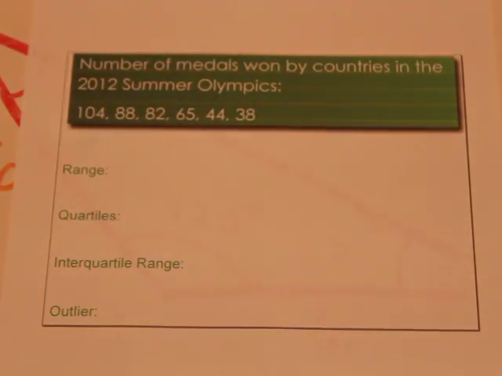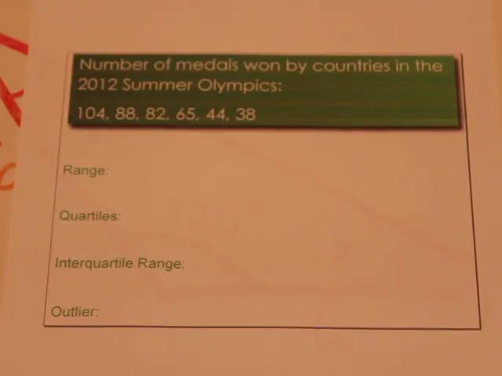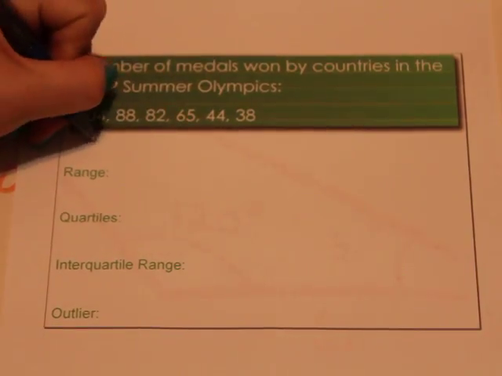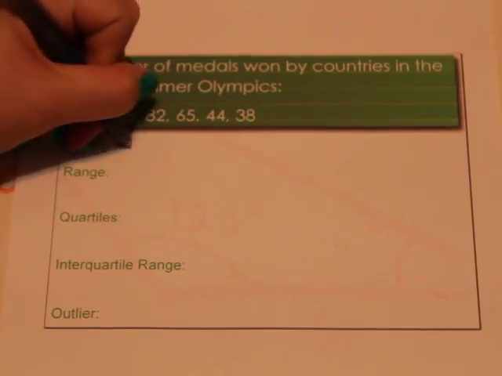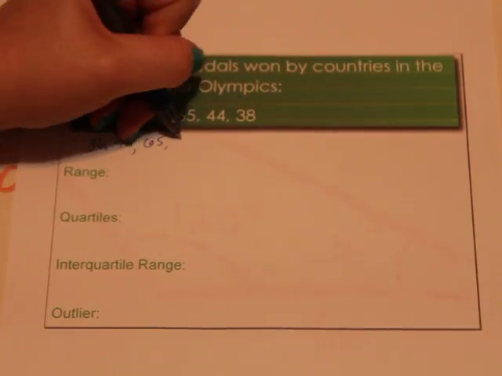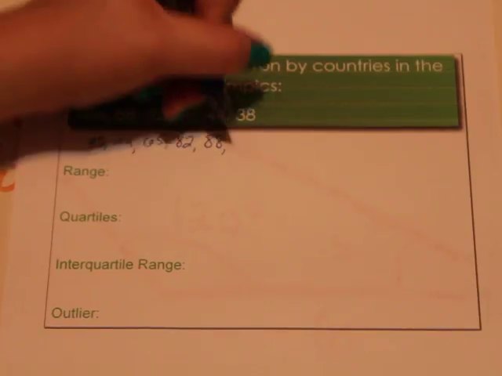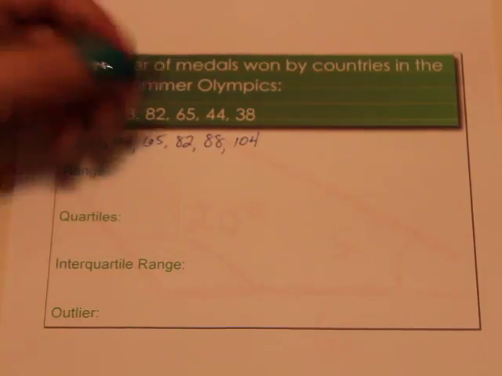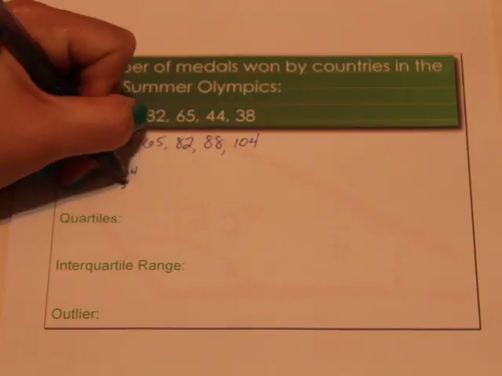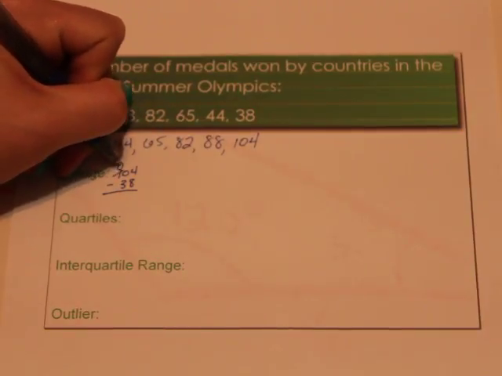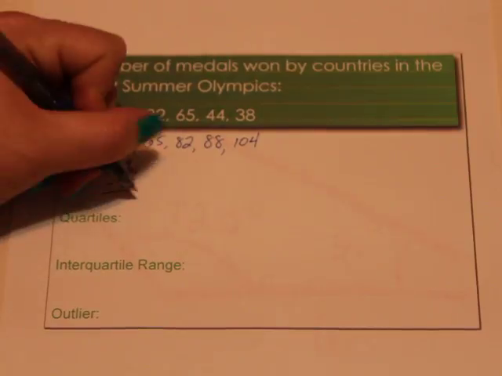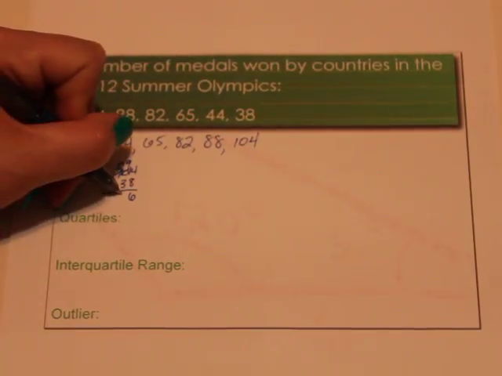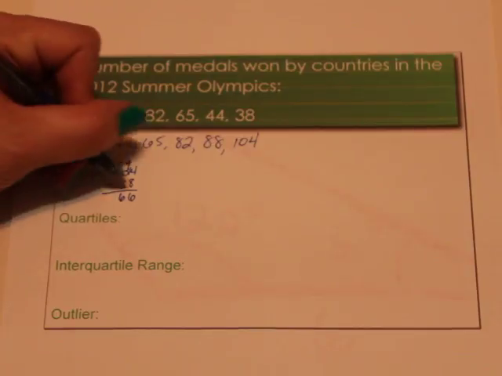All right, and last example here. Number of medals won by countries in the 2012 Summer Olympics. Okay, first step, put them in order. So we go through, okay, 38, 44, 65, 82, 88, and 104. Now the range, we gotta take big minus small. So 104 minus 38. Okay, we've got to borrow. 14 minus 8 is going to be 6. 9 minus 3 is going to be 6. So our range is 66.